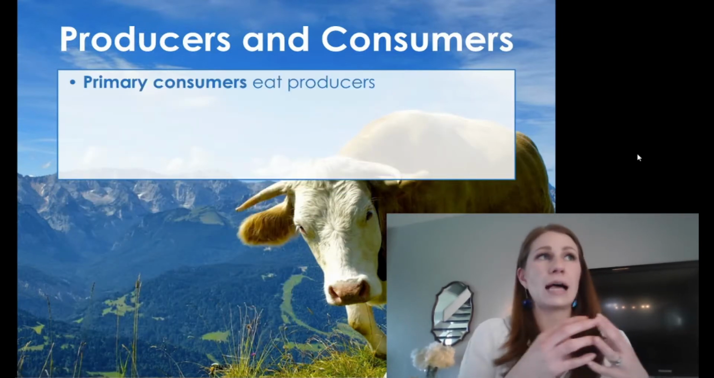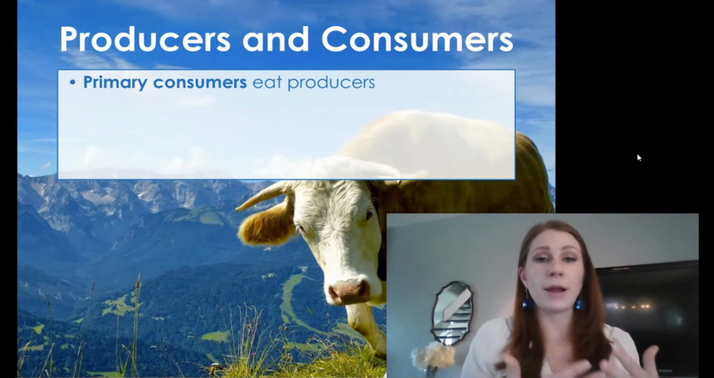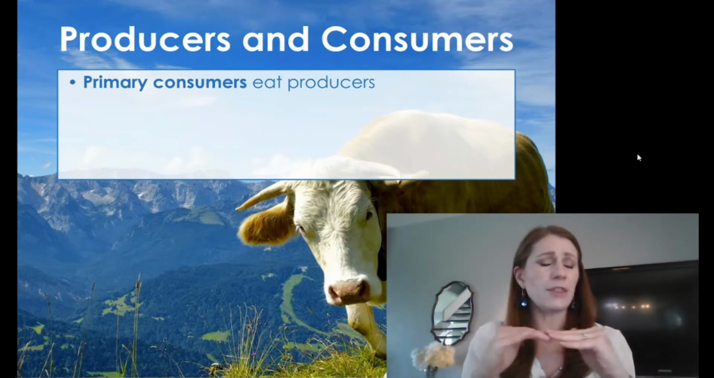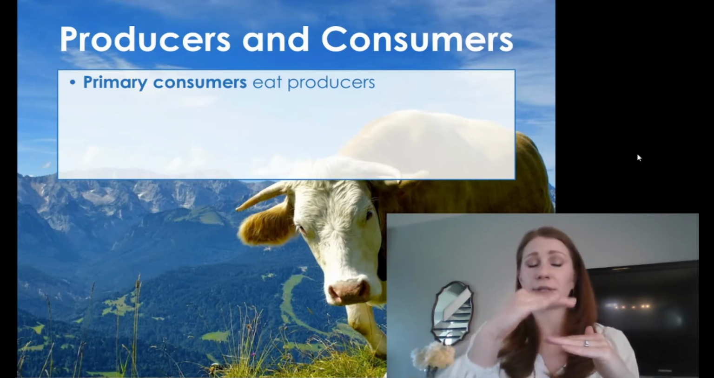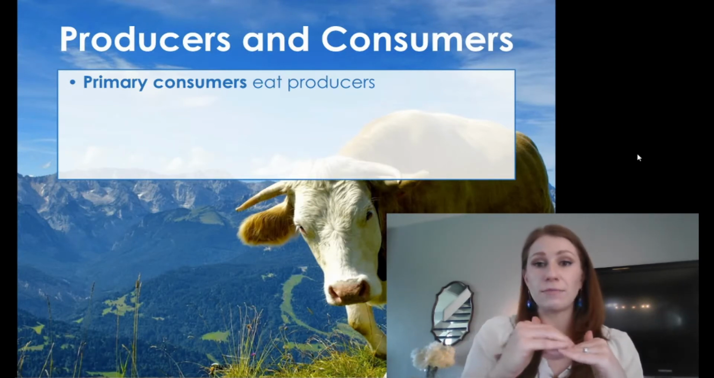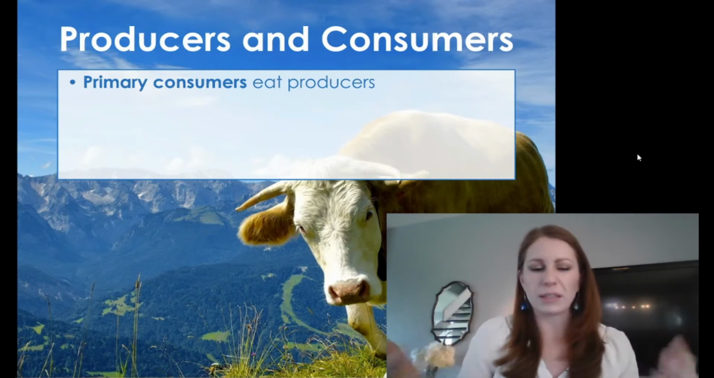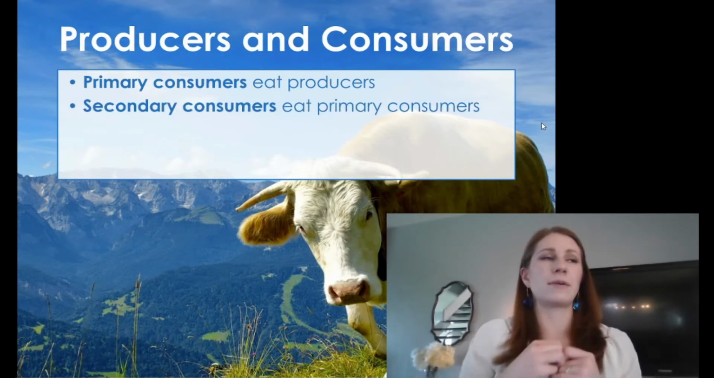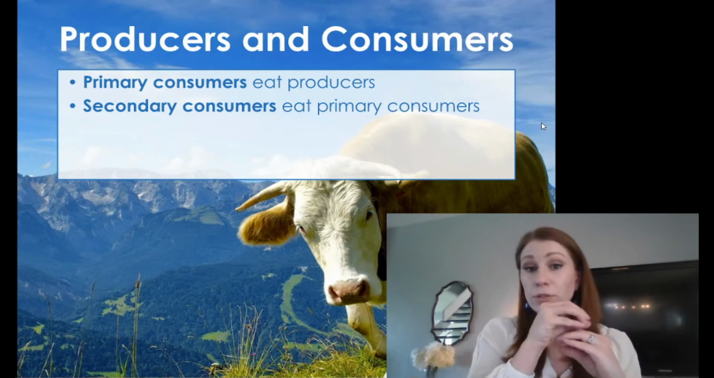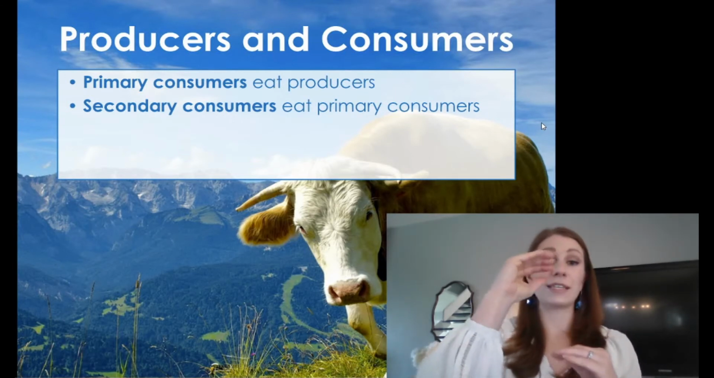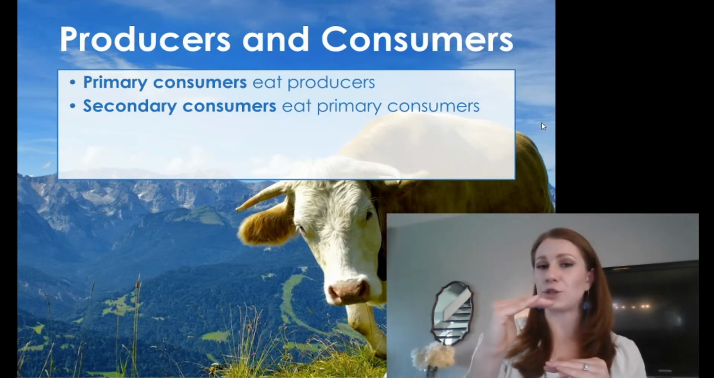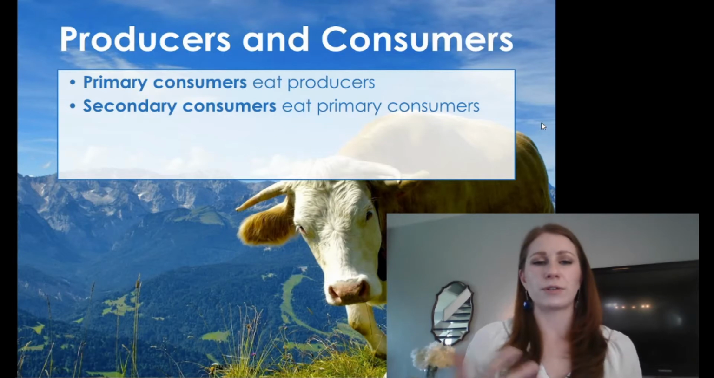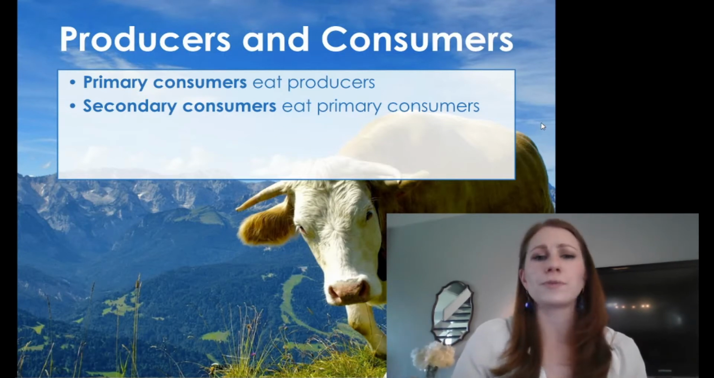If we look at it as a simple chain, primary consumers eat producers. So producers are at the bottom, they're plants. Primary consumers, like those mice, they're going to eat grass, wheat, things like that. They're going to eat producers. Secondary consumers, like maybe a snake would eat a mouse, that's a secondary consumer. So the snake is eating the primary consumer, which already ate the producer. So secondary consumers eat primary consumers.